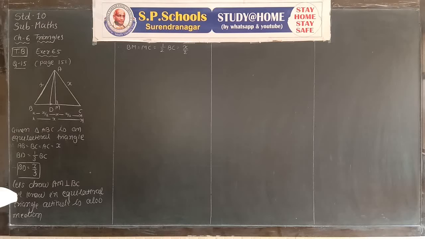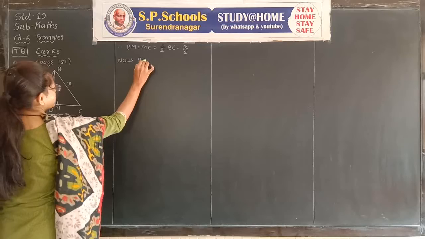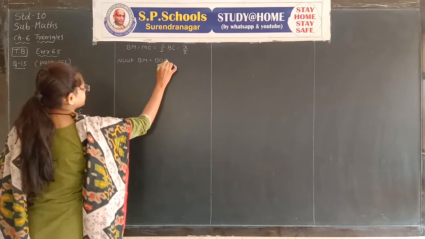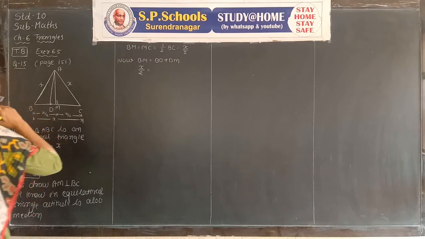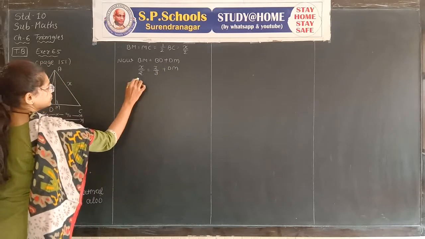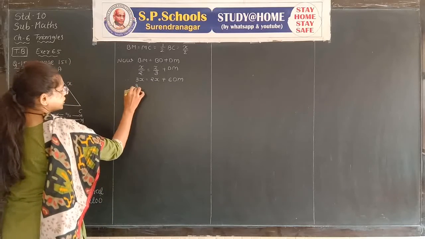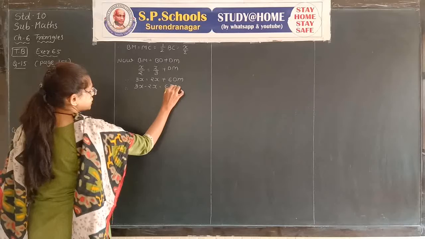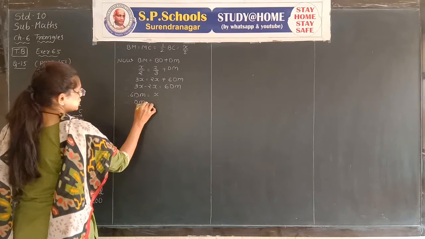Now, in this triangle, the relation between BD and BC is given as BM is the addition of BD and DM. So BM is equal to BD plus DM. BM is x upon 2, BD is x upon 3, and DM remains as it is. Now take the LCM: 3x is equal to 2x plus 6DM, 3x minus 2x is equal to 6DM, so 6DM is equal to x, that's why DM is equal to x upon 6.